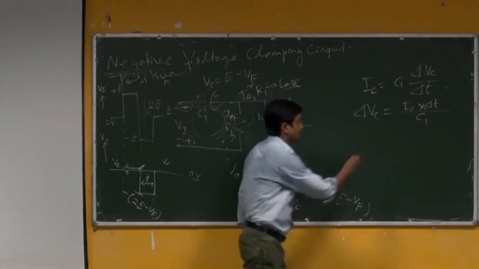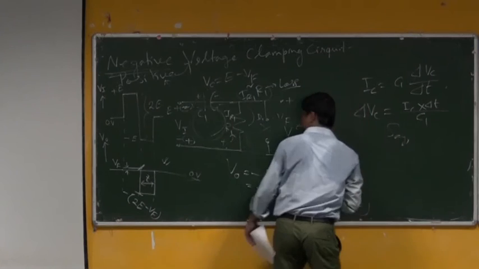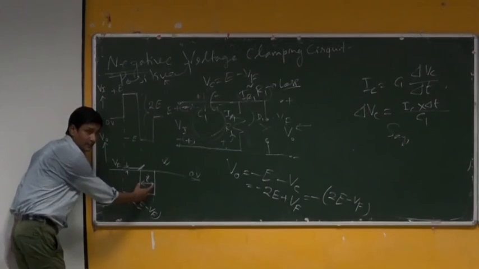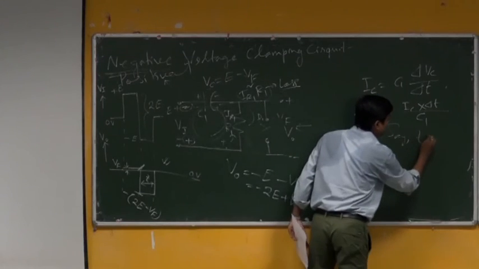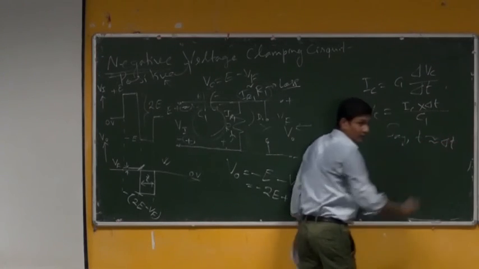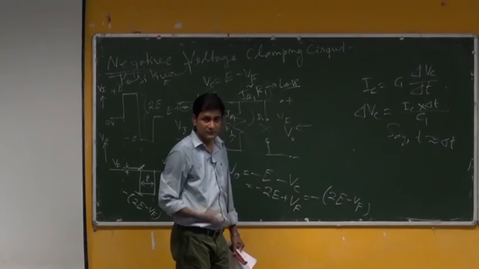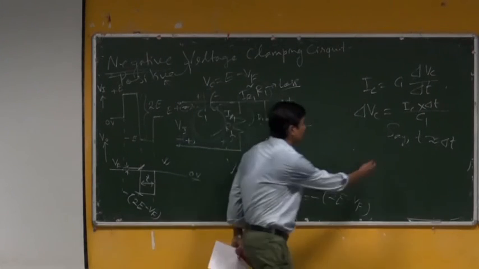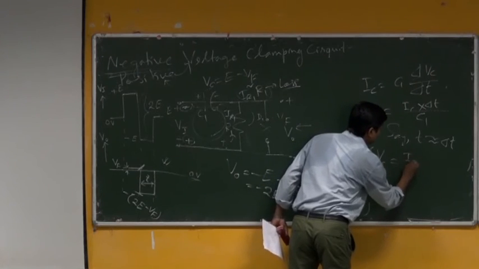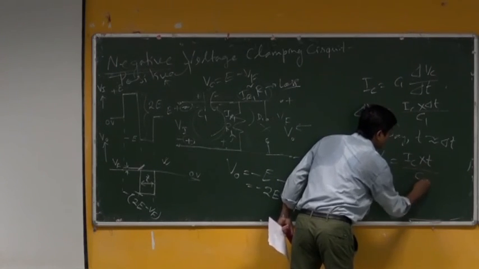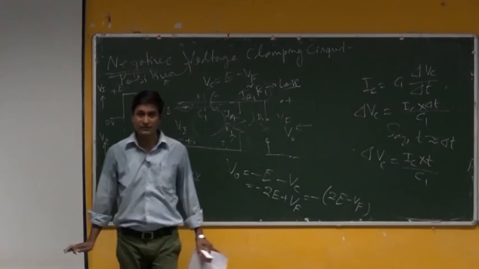Now say this T is very small, where T is delta T only. For that, the delta Vc I am defining as IC into T by C1. I think it is fine.